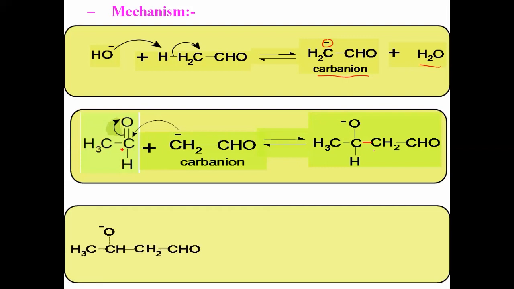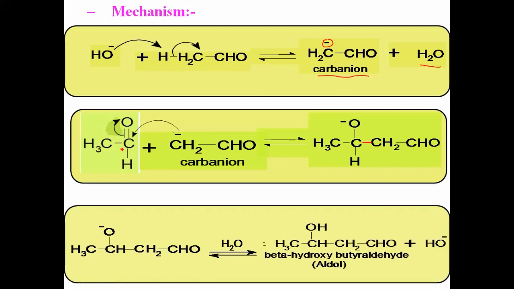Okay, now in the third step, what happens? That alkoxide intermediate takes one proton from the water molecule and it is converted into a hydroxy group. And this is nothing but the beta hydroxyaldehyde. Name of the particular compound is beta hydroxybutyraldehyde. Okay, this is just the mechanism of aldol condensation. We are discussing a very important reaction.